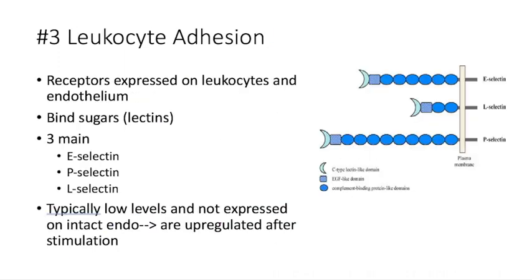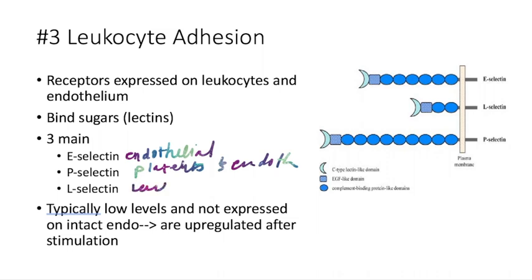Then we have leukocyte adhesion. Receptors are expressed on those leukocytes and endothelium. They bind the sugars such as the lectins. So here is E-selectin, L-selectin, P-selectin, and you can see the difference there in how long they are. E-selectin stands for endothelial. P-selectin is on platelets and endothelium. And L-selectin is expressed on the leukocytes.